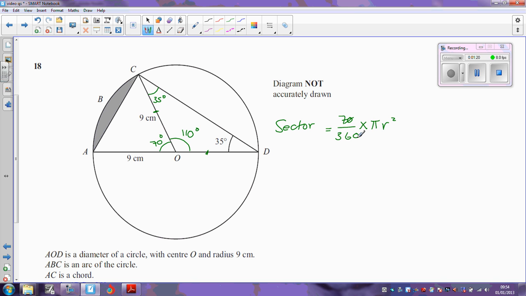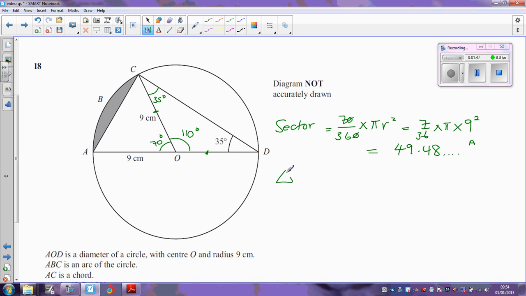Let's make it slightly easier, so I'm going to do 7 over 36 multiplied by pi, multiplied by, and the radius of the sector is 9, so multiplied by 9 squared, and if I stick that into my calculator, I get 49.48, and I'm going to store that in the memory of my calculator, in the memory called A.